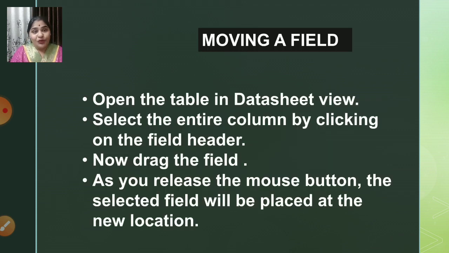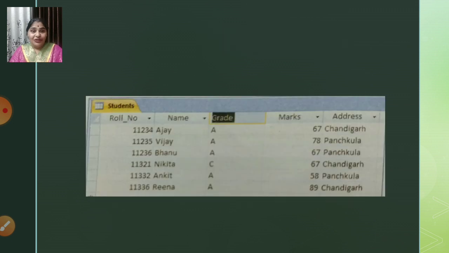Next one is moving a field. Moving a field means moving the position of the field. Okay, let me show you. Suppose this is an example here: roll number, name, grade, marks and address, right? Suppose I want marks as the last column. I can do that. I can shift this whole column towards the last, at the end, or somewhere in between. So you can change the position of the columns, children. You can move your columns or fields from left to right, towards the right.